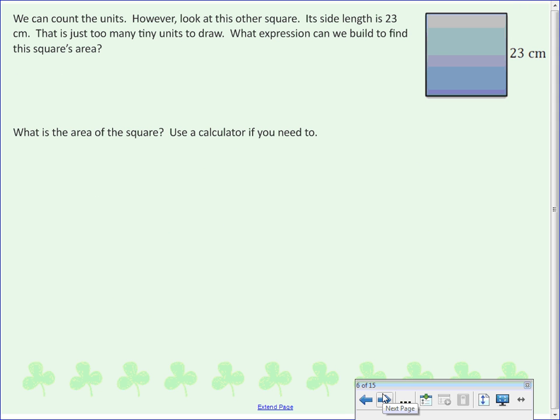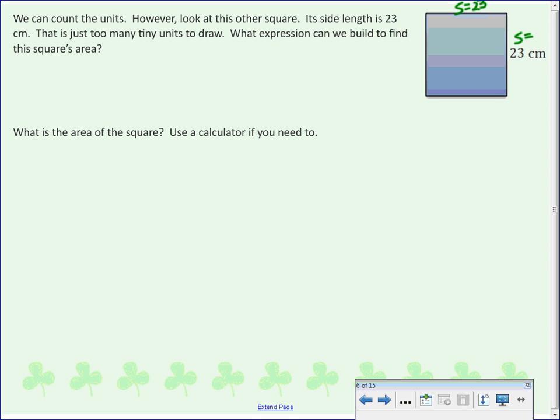So let's take a look at the second square that they gave us. We counted the units the first time. But this one, the length is 23. So that side is 23, that side is 23. Every side is 23. I don't know about you, but I'm not about to draw 23 boxes by 23 boxes. There's got to be an easier way. I could just go right ahead and write my expression.